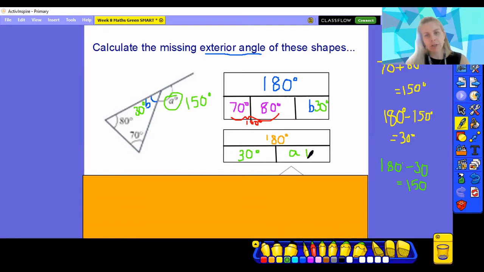So if I put in my measurement 150 degrees here, I can always check this because I know that this obtuse angle and this acute angle together should give me my angles along a straight line, which is 180. So if I've got 150 and I add on 30, then I can find out that I have got back to 180. So I know that the missing angle here is 150 degrees.